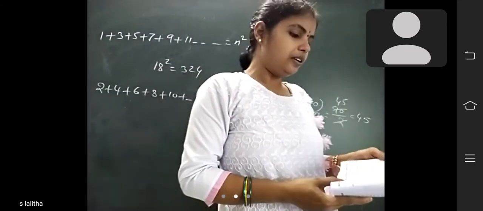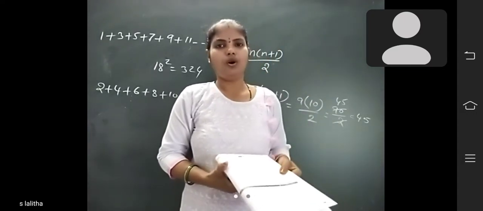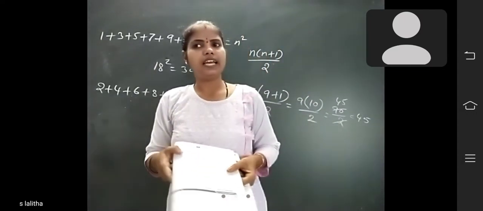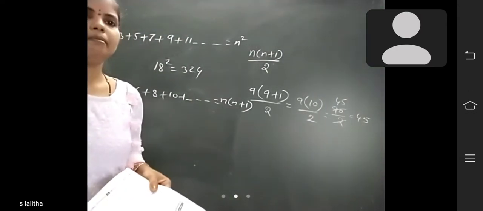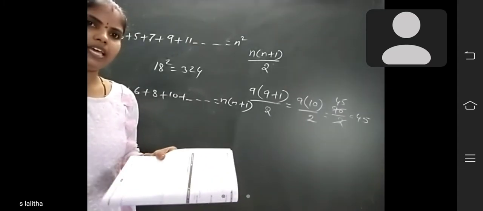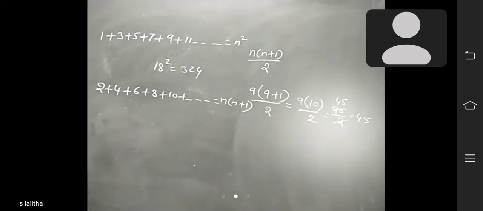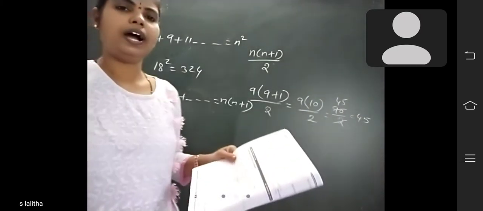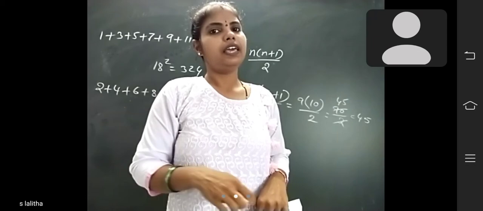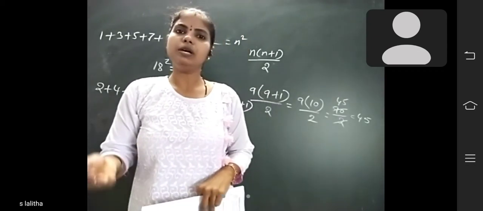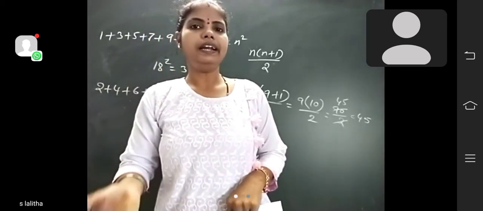Next, in the first n counting numbers, if n is even, there are n by 2 even numbers and n by 2 odd numbers. Okay. Suppose, for example, 200 is there. You have to find in the first 200 natural numbers how many even numbers and how many odd numbers. 200 is an even number. So 200 by 2, how much? 100 even numbers, 100 odd numbers.